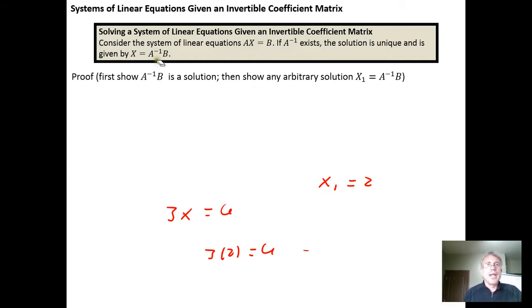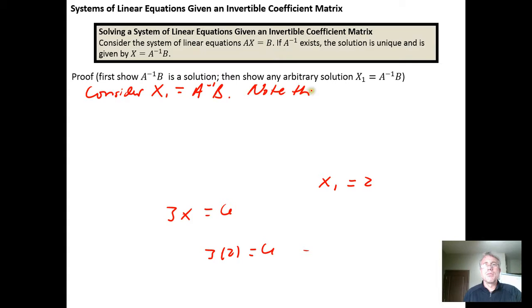So to show that A inverse B is a solution, what we need to do is plug A inverse B in for the x here and show that that gives us B as an output. That will demonstrate that it's a solution. So first we'll show that if A inverse exists, then x equals A inverse B is a solution. So we'll consider x sub 1 equal to A inverse B.